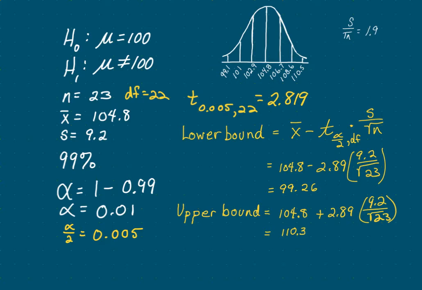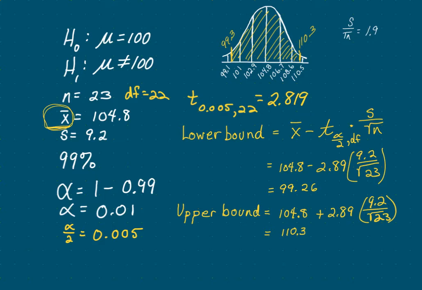And now we can indicate our confidence interval on our distribution up here. So 99.26, or 99.3 is probably close enough there, and 110.3. So anything within there, in between the two, is within the confidence interval. Notice that we built this t-distribution around the mean of our sample, not the population mean that we are testing.